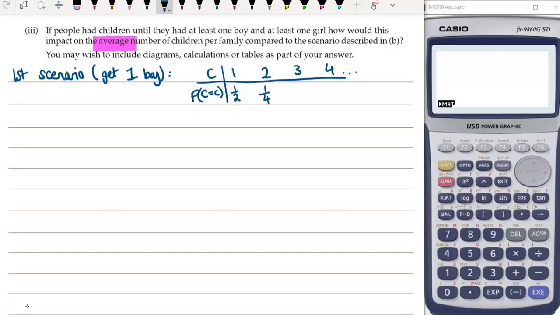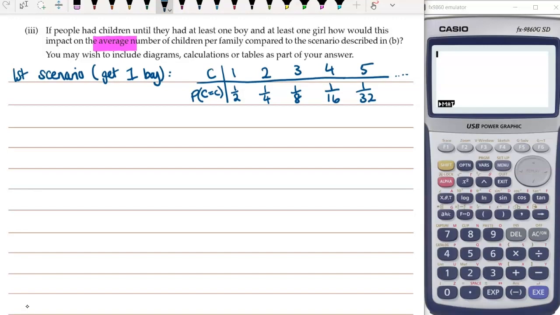Third child, it goes girl, girl, boy. So again, it's half times half times half. And you can see every time we're just timesing by another half. So 4 would be girl, girl, girl, then boy. So that is going to be 1 over 16. In fact, the 5, I'm going to leave it on there because we worked it out, and the one above is 1 over 32, and that would carry on.